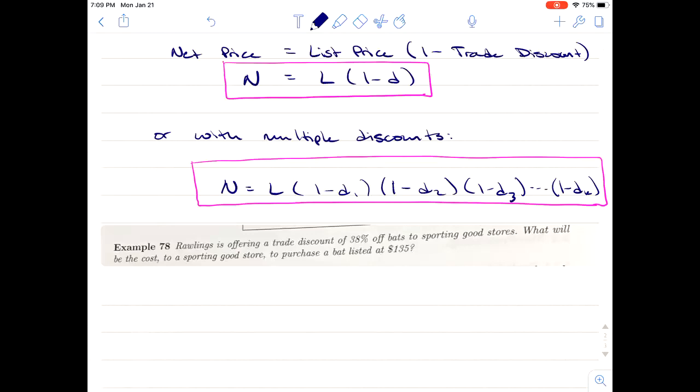Rawlings is offering a trade discount of 38% off bats to sporting goods stores. What will be the cost to a sporting goods store to purchase a bat listed at $135? So here, right, we're told that the list price, right, listed at $135, so the list price is $135. And then we're told that the discount, right, the trade discount is 38%.